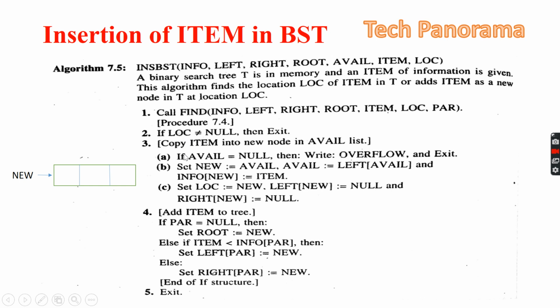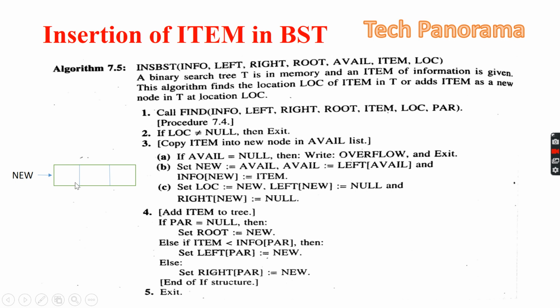So we take the avail. We already know that avail contains the address of the unused nodes. So first we will check whether there is any space in the avail list. If avail is equal to null, it means there is no space that we can use. So we write it as overflow and exit from the procedure. But if there is space, it means avail will not be equal to null. Then we will fetch one node from the avail list and use a variable new to point to that unused node.